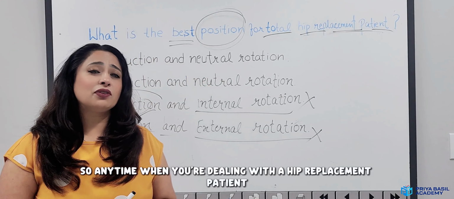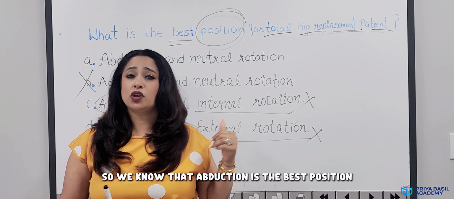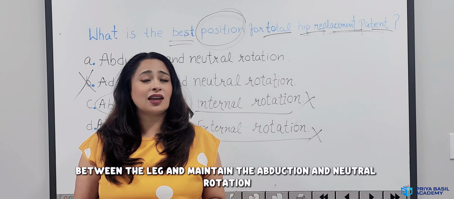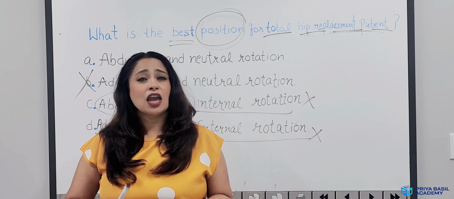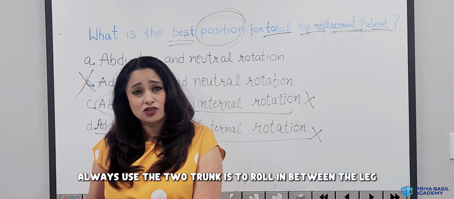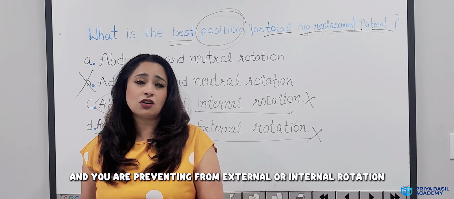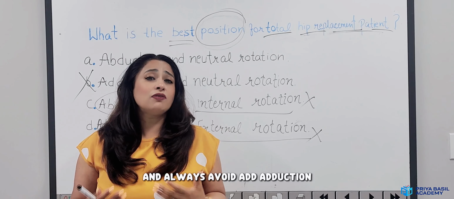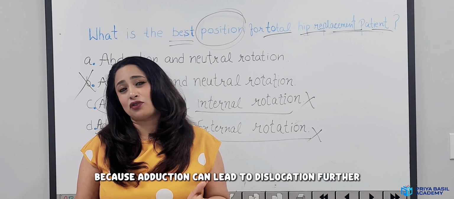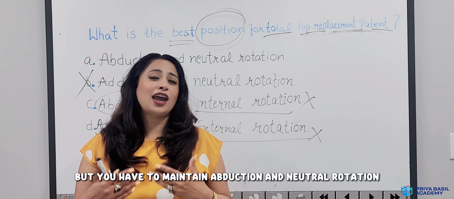Anytime you're dealing with a hip replacement patient, you should know what the best position is and what positions need to be avoided. Abduction is the best position, and to provide it, keep two pillows in between the legs and maintain abduction and neutral rotation. To prevent external rotation, use two trochanter rolls in between the legs to maintain the position and prevent external or internal rotation. Always avoid adduction, because it can lead to dislocation. You have to maintain abduction and neutral rotation.